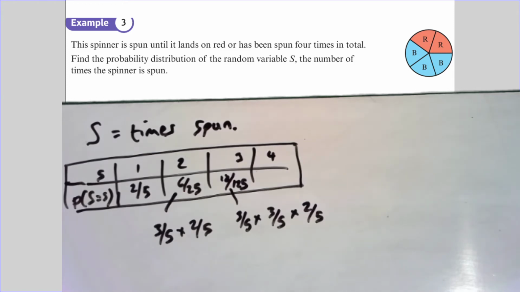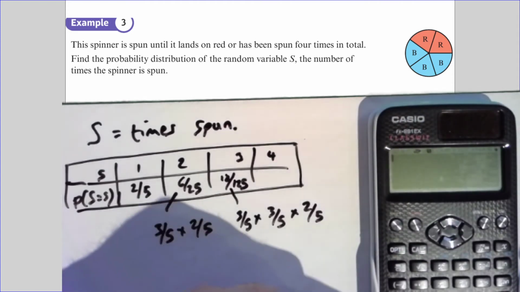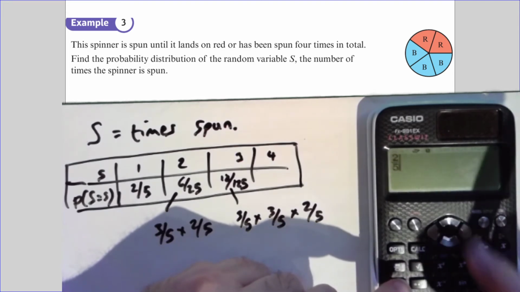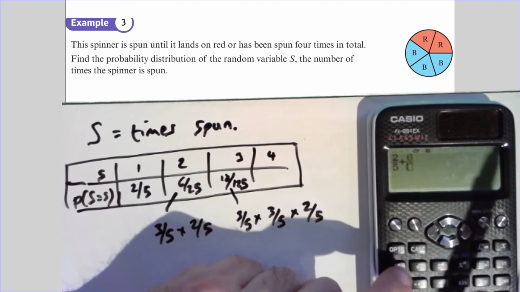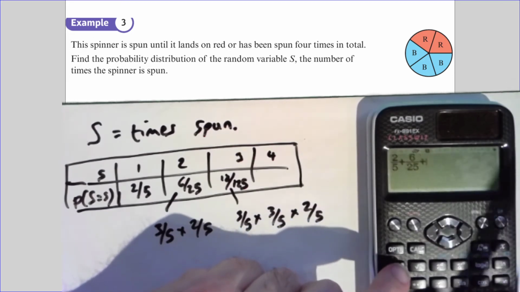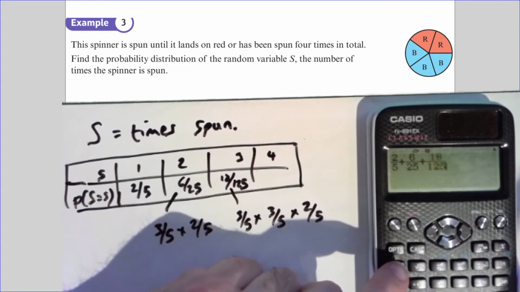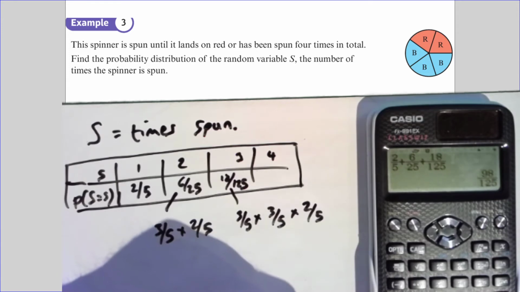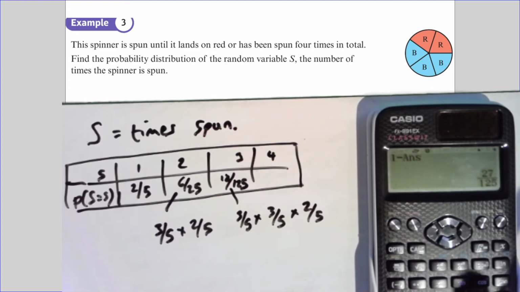For the very final part, this would be the probability of getting to 4 spins, either getting a red or getting blues for the first 4 attempts, and then we stop. We're actually going to use the sum of the probabilities equals 1 to work out this last thing. So if I add up the 3 probabilities we've got so far, this is 2/5 plus 6/25 plus 18/125. And I add these up, I get 99 out of 125. So if I do 1 minus that, we get 27 out of 125.